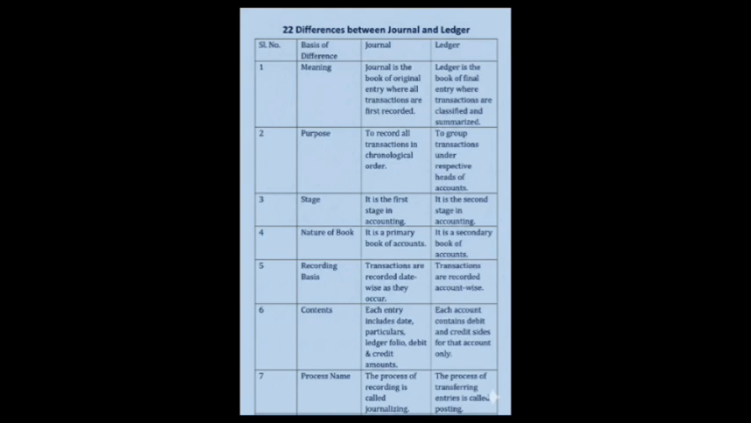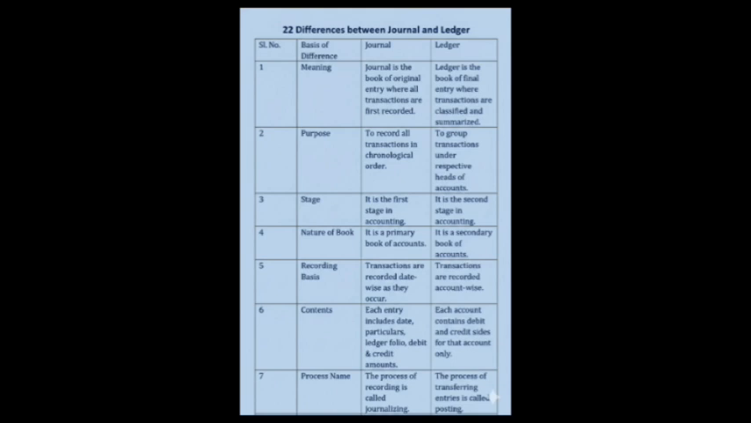Stage, nature and recording basis. The journal is the first stage in accounting. The ledger is the second stage in accounting. The journal is a primary book of accounts. The ledger is a secondary book of accounts. In a journal, transactions are recorded date-wise as they occur. In a ledger, transactions are recorded account-wise.